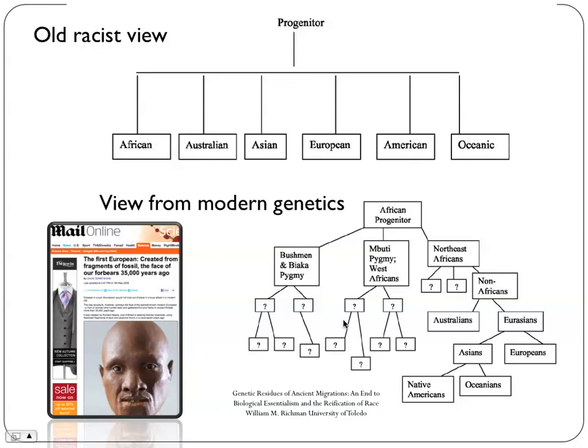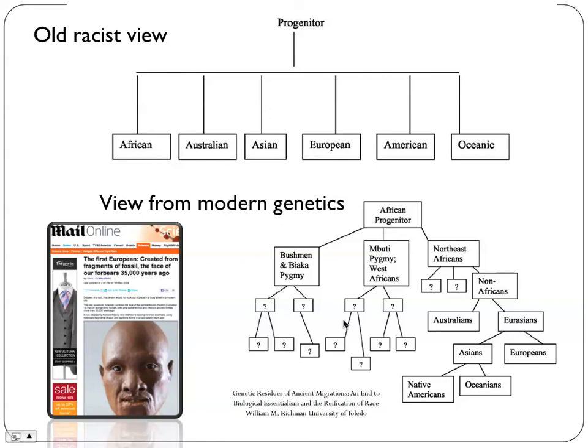Just to put a political spin on this, in the olden days, all those racist Europeans used to love classifying people, and this is the sort of thing that Kuhn came up with, this idea that there were these African race, Australian race, Asian race, European, American, Oceanic, all nicely pigeonholed in that way, and all quite separate. And the view from modern genetics is obviously nothing of the kind.